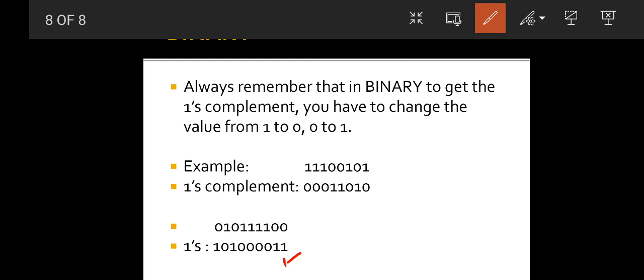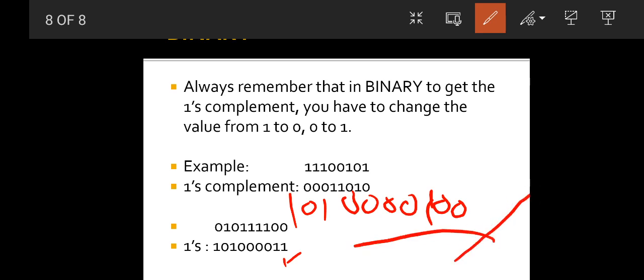When you add that, it becomes 0, then carry 1, so it also becomes 0. Then carry 1 again. So the rest is the same. This will serve as the 2's complement for 0 1 0 1 1 1 1 0 0. Another example.